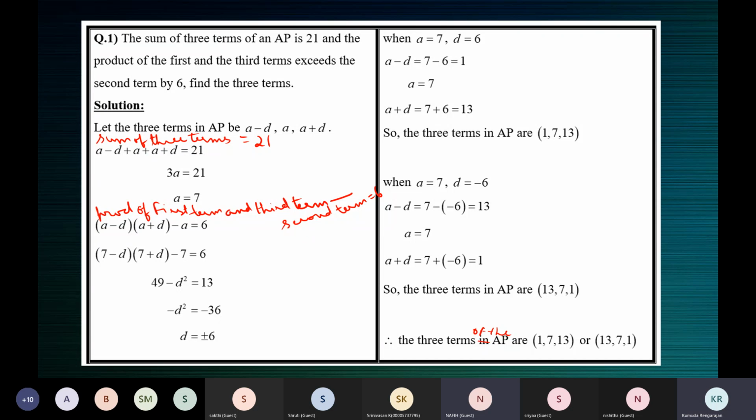So you see that we get one value for A and two values for D. So when A is 7 and D is plus 6.